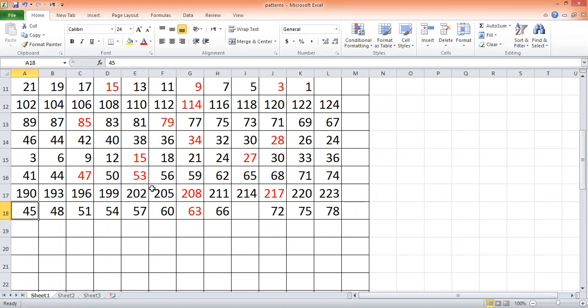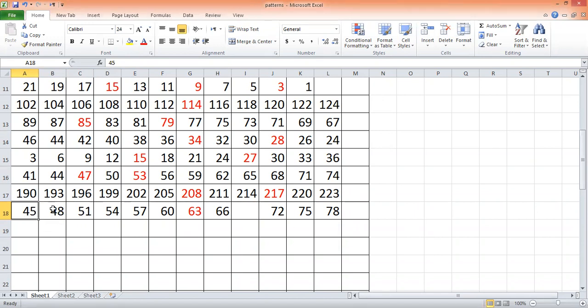Look, this is 45. This is a smaller number. Then you will move to the right side. You will get a bigger number: 48, 51, 54, 57. These all are bigger. So is it backward or not? No, it is not backward. Why? Because it is in increasing order.